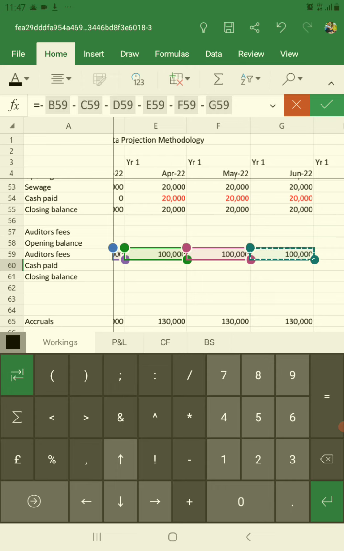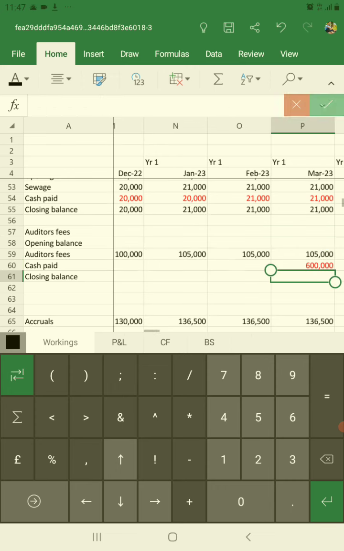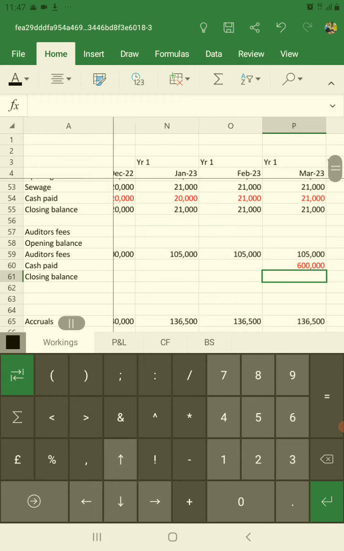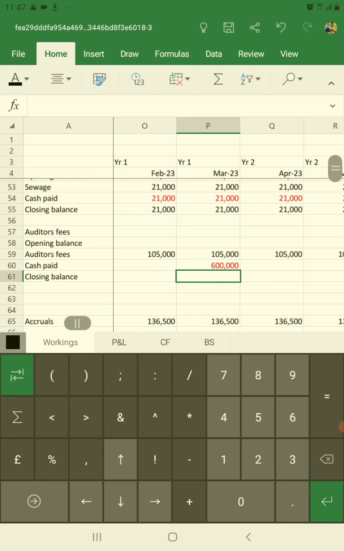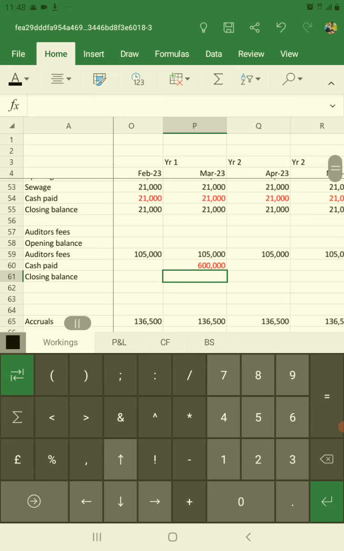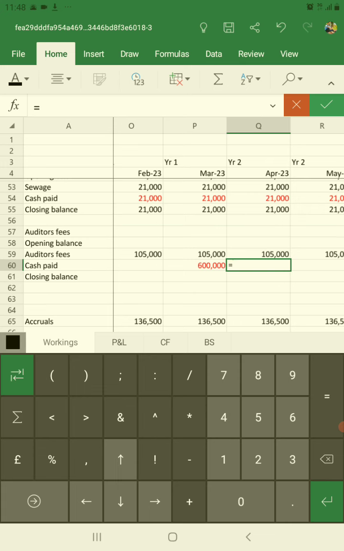So check or enter. So in March, he will be paid 600,000. He will start a job, and in April, he will be paid the remaining 50%. So just put equal sign and then pick this figure for March, and then enter. Okay. So this is how the payment pattern will be, and this pattern will repeat itself each year.